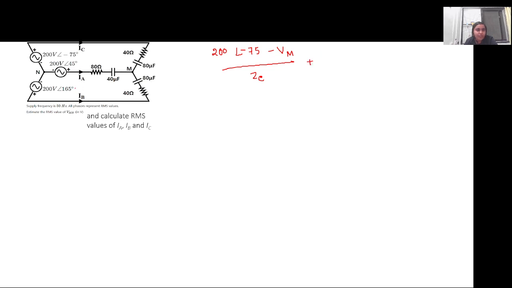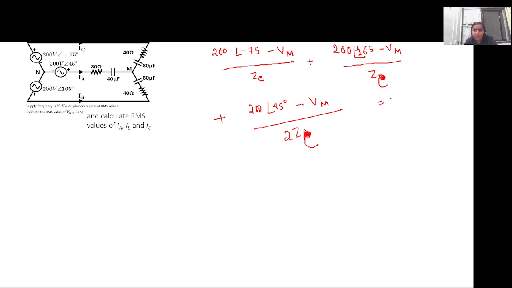Plus the second branch, which is 200 angle of minus 165. This is VB minus VM by, in place of ZB we can also write ZC, since ZB and ZC are equal, plus the third branch, which is 200 angle 45 degree minus VM by ZA. In place of ZA, what can we write? 2ZC is equal to 0. Now we can take all the numerators and equate to 0, so we can get rid of these unwanted Z terms.